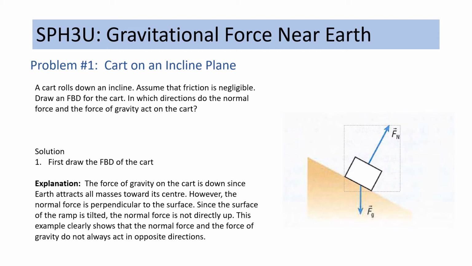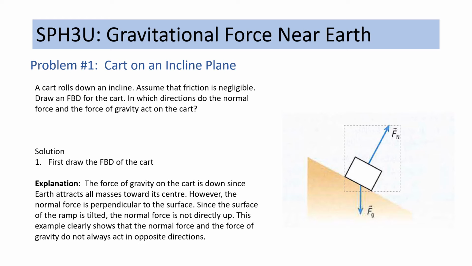In which directions do the normal force and the force of gravity act on the cart? First, draw the FBD of the cart. Now, the force of gravity on the cart is down, since Earth attracts all masses towards the surface at the center.